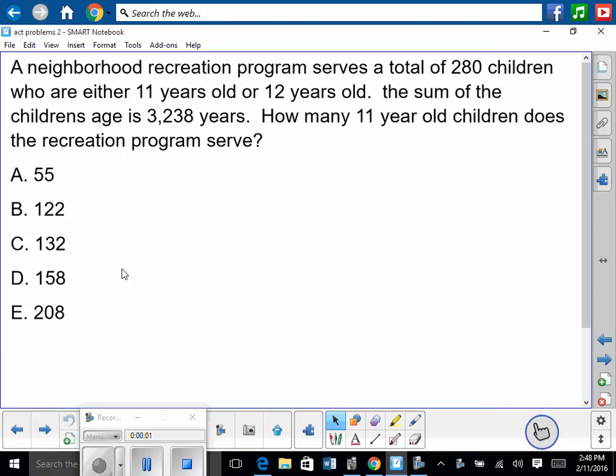Okay, it says a neighborhood recreation. Ooh, this is a good one. This is right off the ACT, one of the problems. So this is what we just learned.